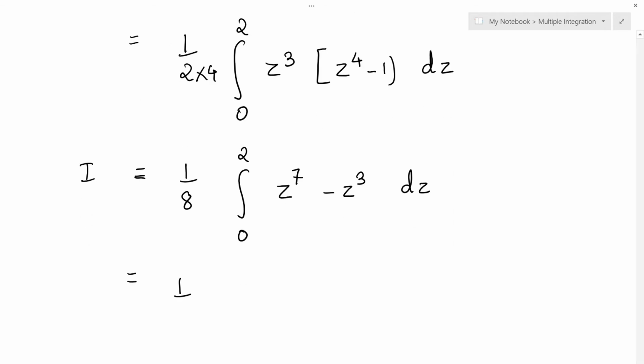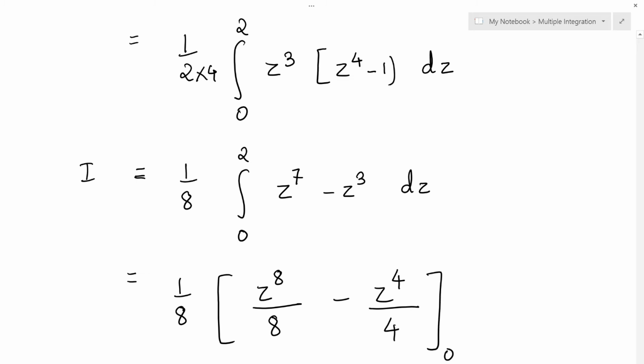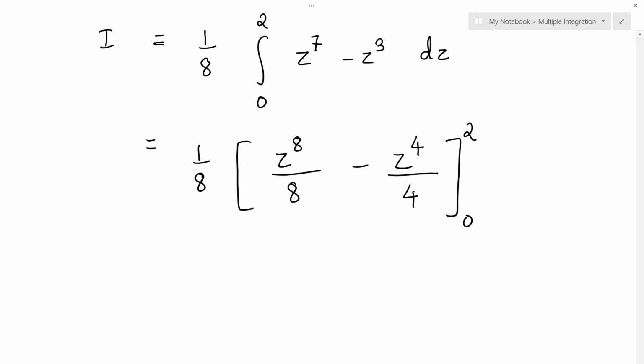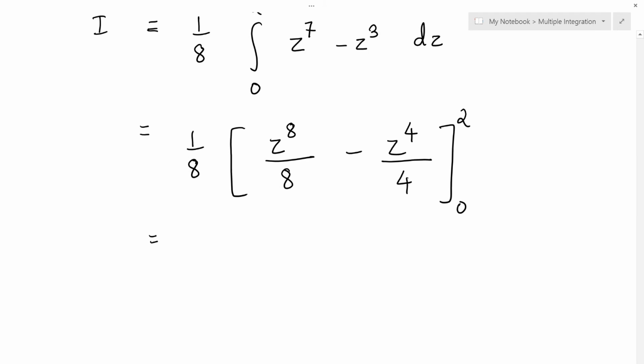So that's a simple integration now. If I integrate, that will be z raised to 8 upon 8 minus z raised to 4 upon 4. The limits of integration are 0 to 2. If I substitute the limits and simplify it, I will get the final answer as 7 by 2.